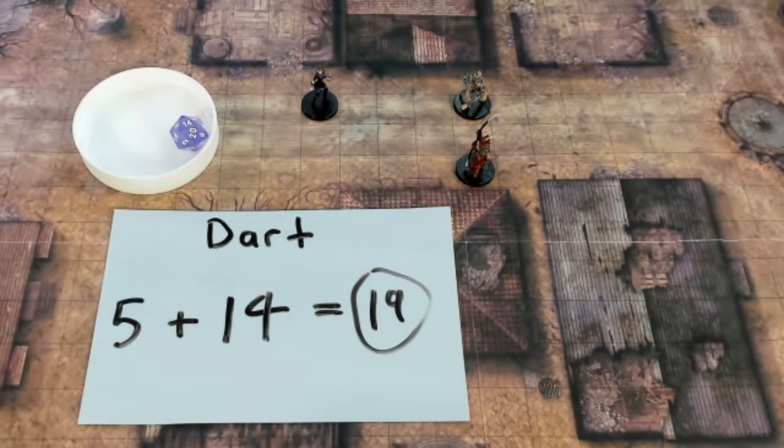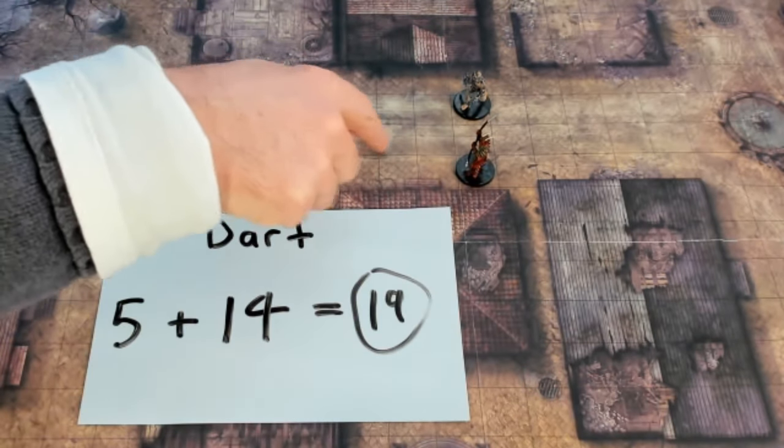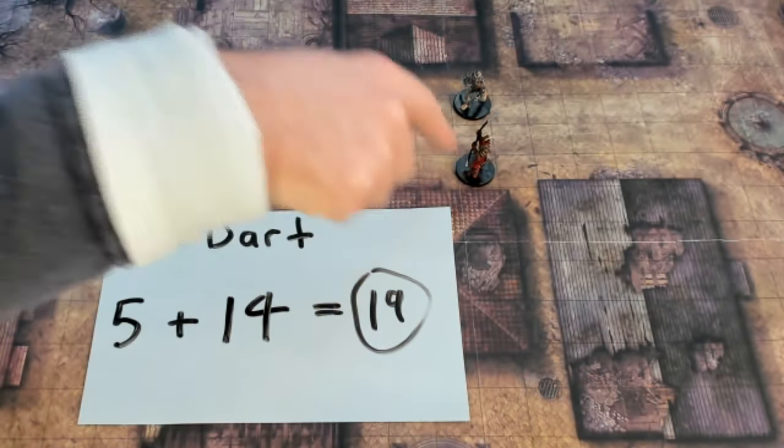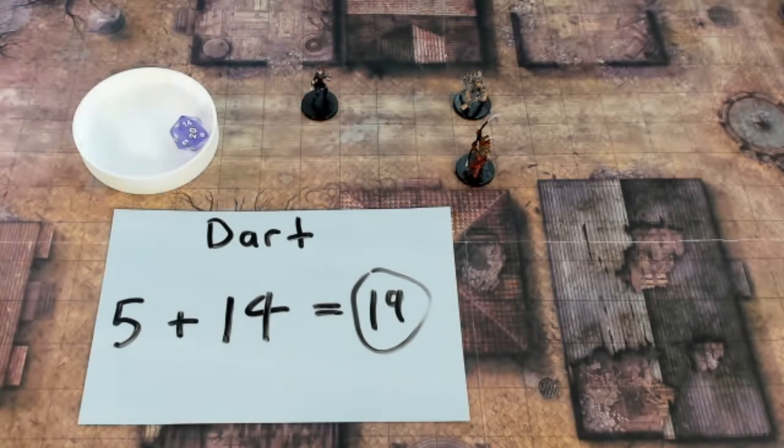There we go. So 19 is equal to or greater than the armor class of our bearded devil. Now we're within range. The range on a dart is 20 feet, and anything further than that is going to be at disadvantage. So that's only 5, 10, 15, 20. We're just in range, so we don't have disadvantage.